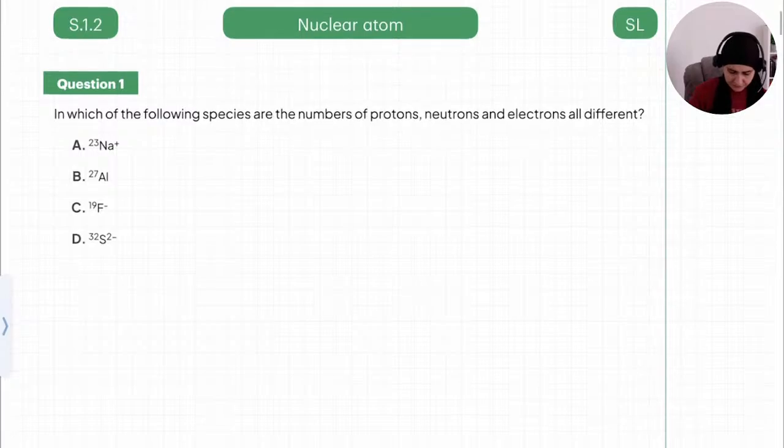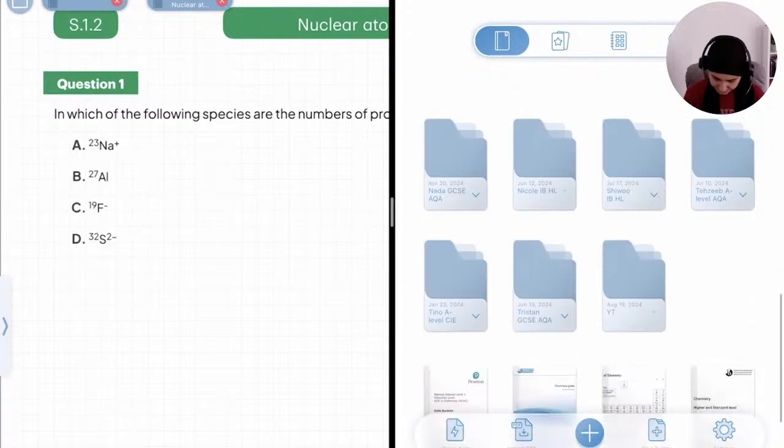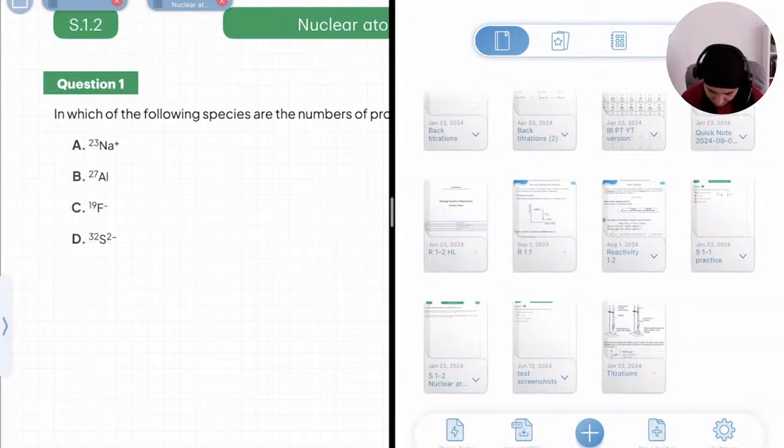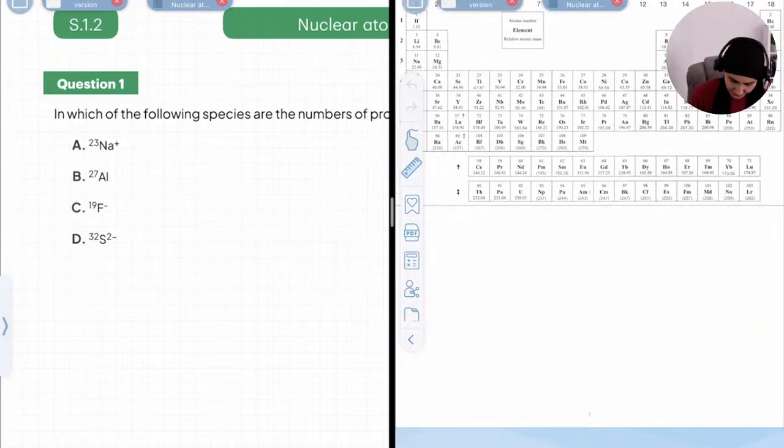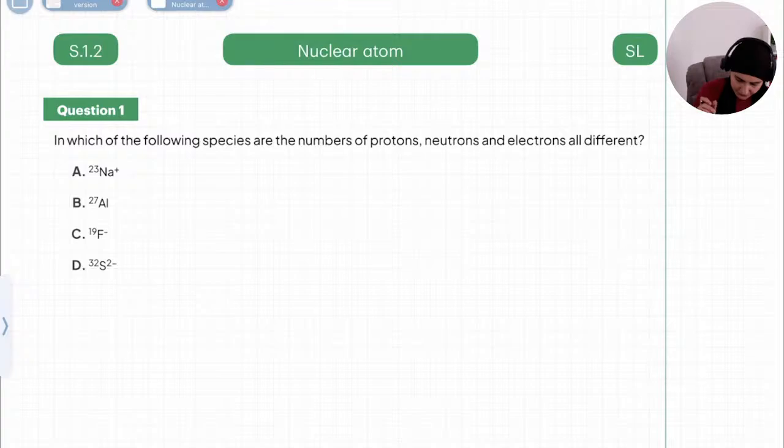So first question, in which of the following species are the number of protons, neutrons, and electrons all different? Okay, and we need the periodic table, which I forgot to open. Okay, periodic table there. Right, so what do we do? We need to find the species where the number of protons, electrons, and neutrons are all different. So I will just write down the number of protons, neutrons, and electrons for all of the species.